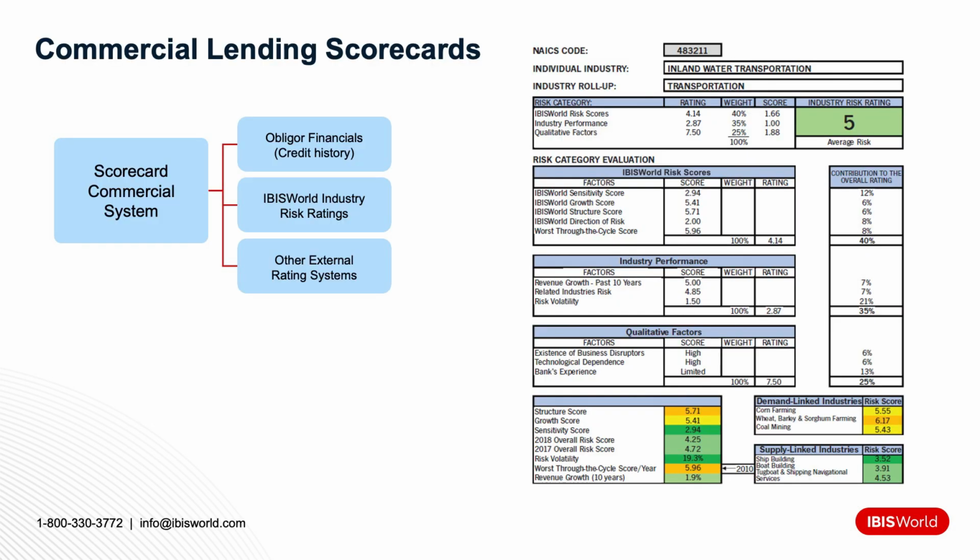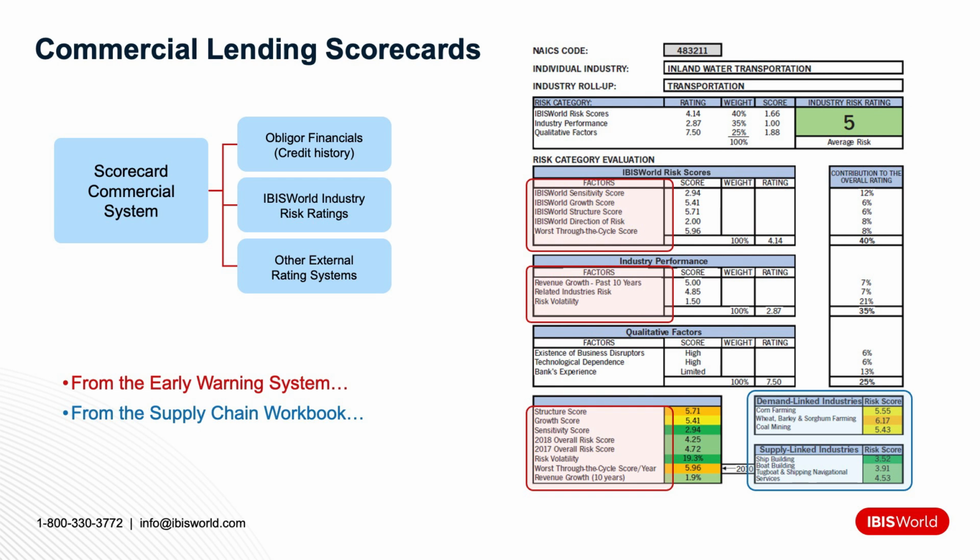Speaking of scorecards, here's an actual example of what a client put together as published in the RMA journal. Along with the obligor's financials, banks often use IBISWorld metrics to help assess credit worthiness. The highlighted data comes directly from IBISWorld's early warning system. That's supplemented with data from our supply chain workbook.